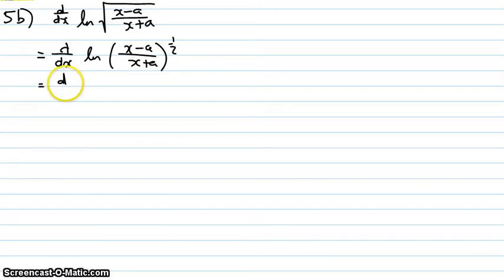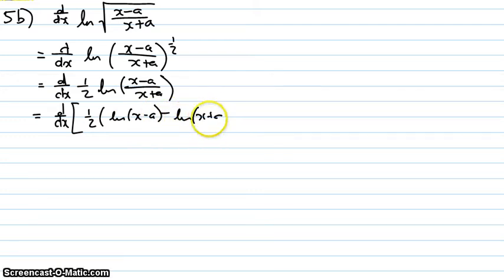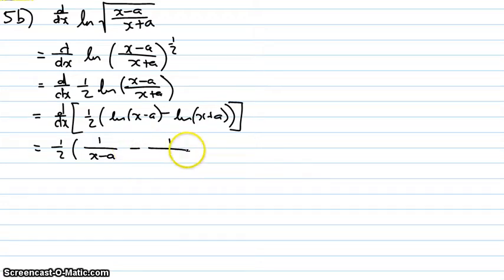That means that I can bring the power of half down: half ln ((x − a)/(x + a)). Then I can use the laws of logarithms to split this up. So I get a half (ln (x − a) − ln (x + a)). Now we can differentiate. So we get a half. Differentiate ln (x − a), you get 1 over x − a, minus differentiate ln (x + a), you get 1 over x + a.